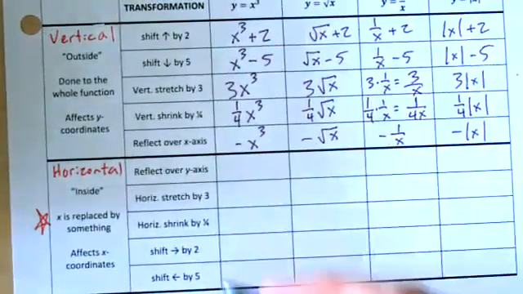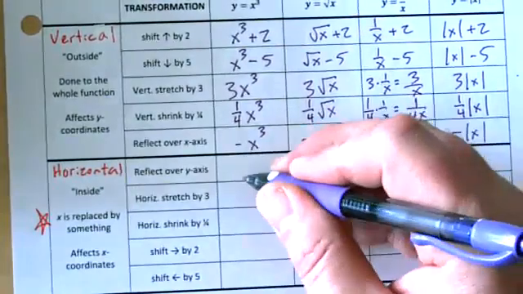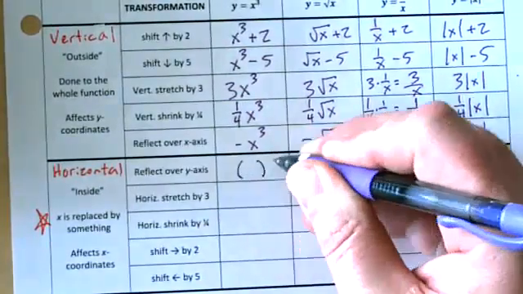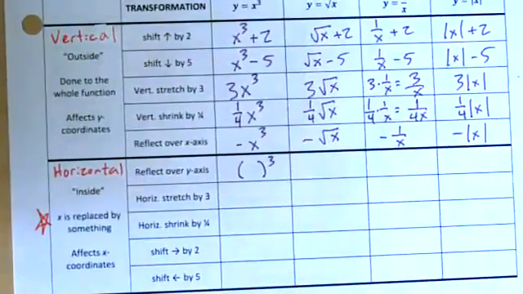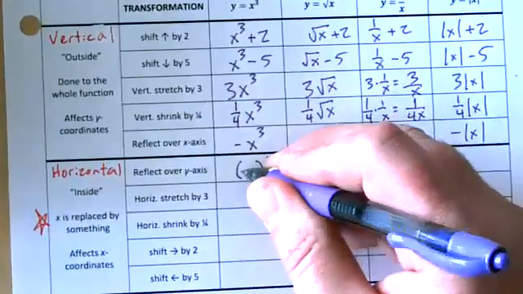When we do anything in the horizontal, I want you to get in the habit of pulling the x out. So it was x cubed. Now it's just a blank cubed. We're going to do whatever we're going to do to the x. And in this case, we're going to multiply it by -1. So that's going to give us negative x, and then we put it back in.